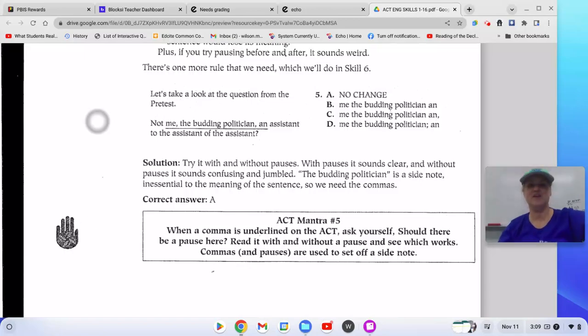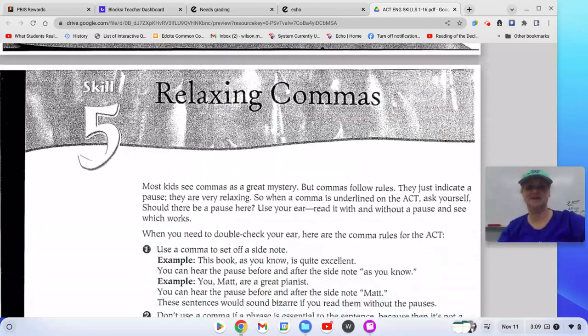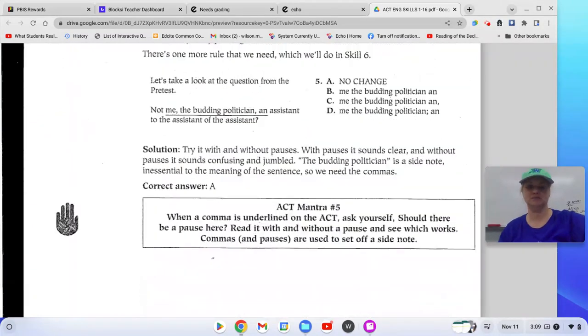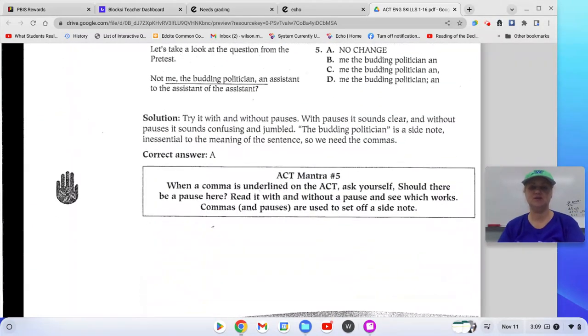All right, let's talk about relaxing commas. The thing that I want you to write down on your piece of paper is: a comma equals a pause. So the mantra, every single skill has a mantra. The mantra for ACT, mantra number 5, is: when a comma is underlined on the ACT, ask yourself, should there be a pause here? Read it with and without the pause and see which one works.